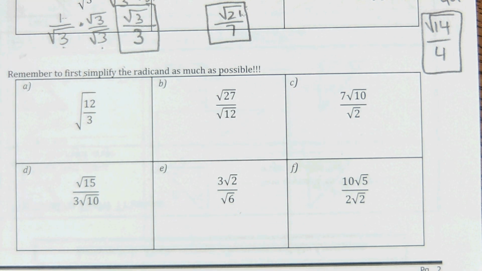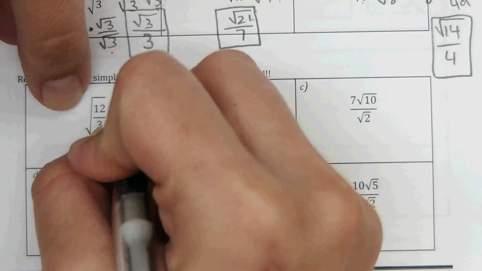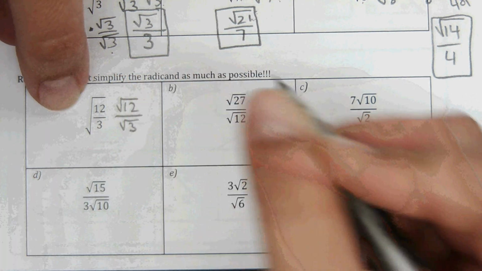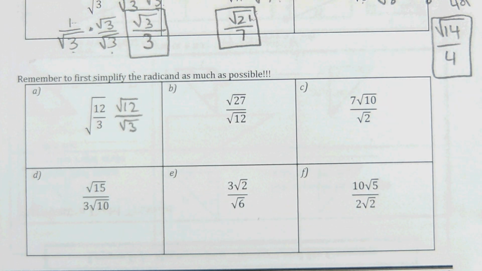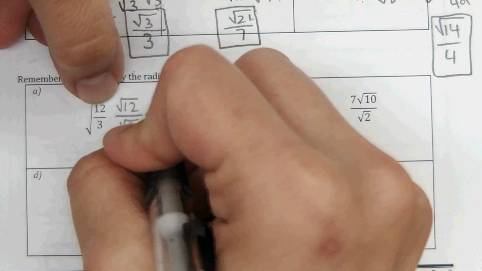Okay, so these here are like the more complicated ones. I mean, they're the same thing that we've been doing. We're not adding any more skills. That's all the skills that you need. We're just putting them all together in this, so we're practicing. So for A, break it up: square root of 12 over square root of 3. Need to get rid of this radical as a denominator.